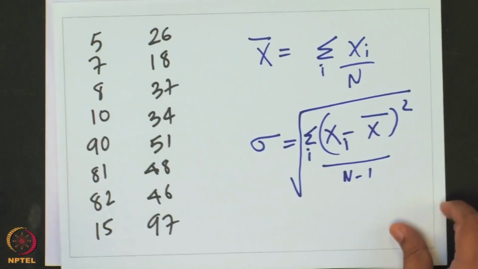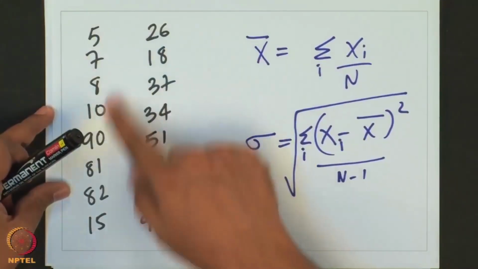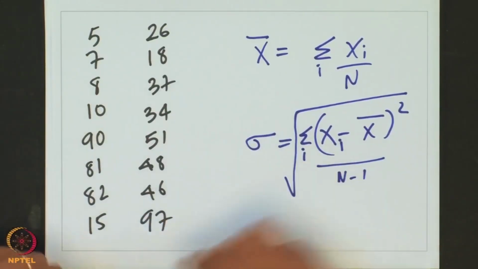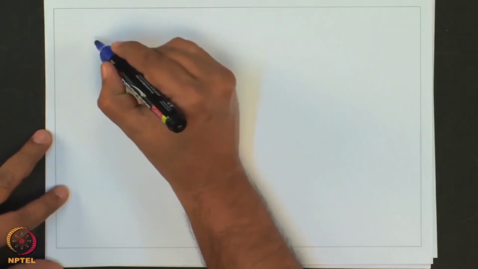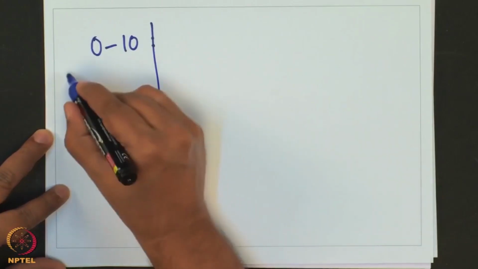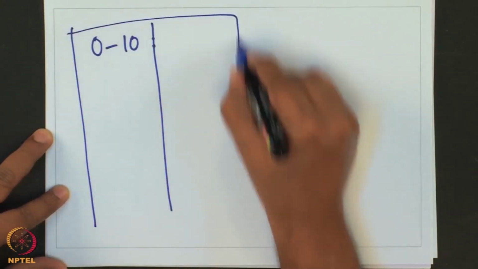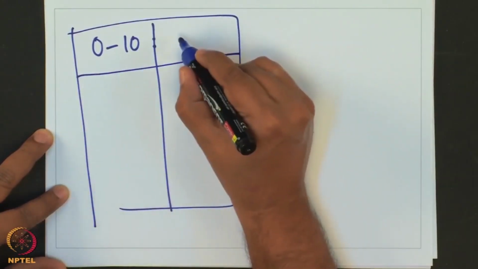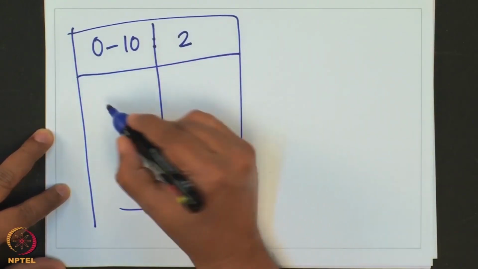But the third thing is the distribution, which we briefly mentioned. Distribution is how these numbers are distributed. So from this data, we can make a table. From the data sets we are given, we can ask the question, how many of these numbers are between 0 and 10? So this is some table that we would create. Let us say 2 of those numbers are between 0 and 10.